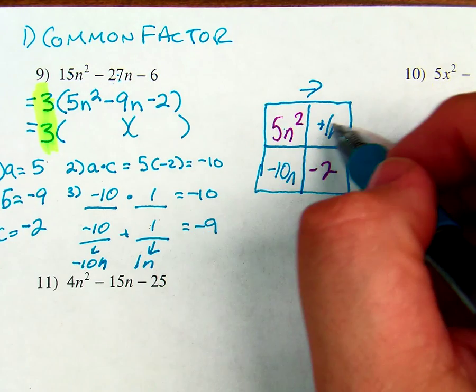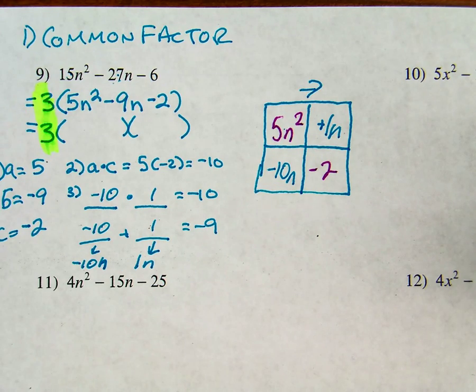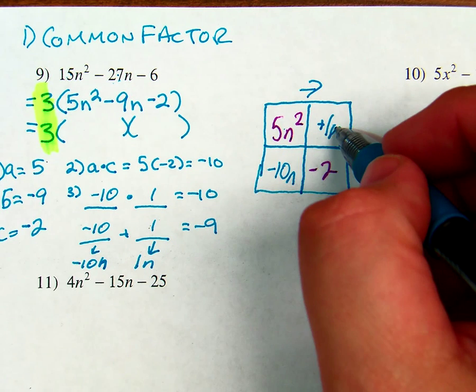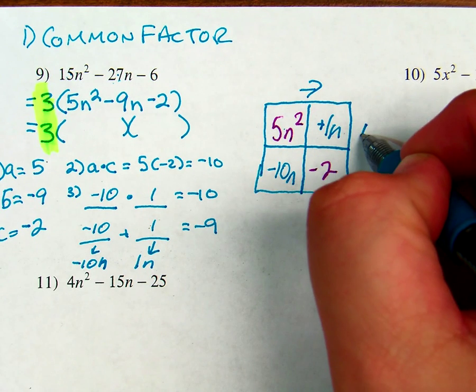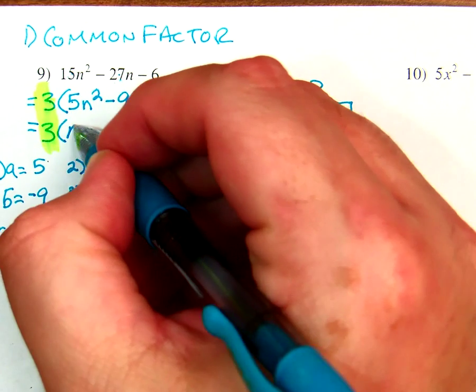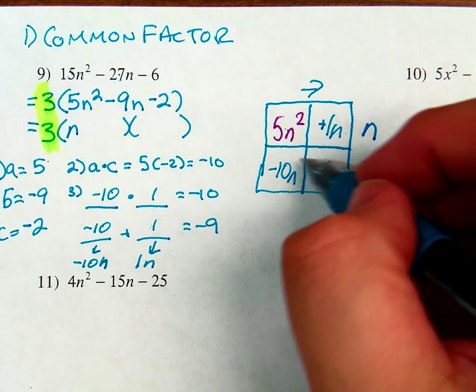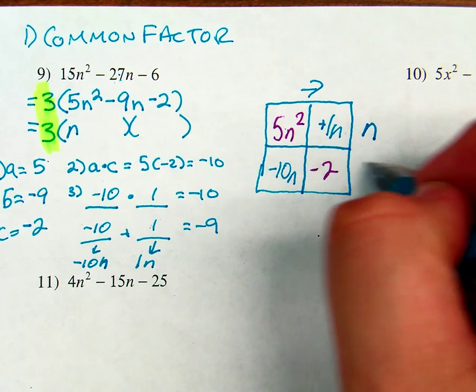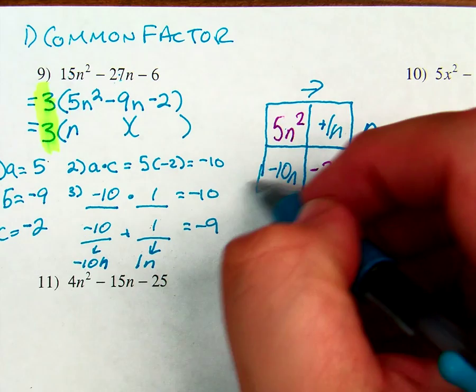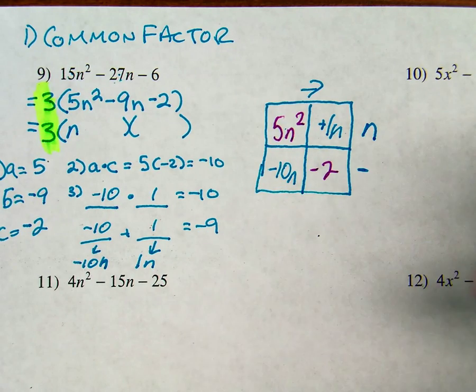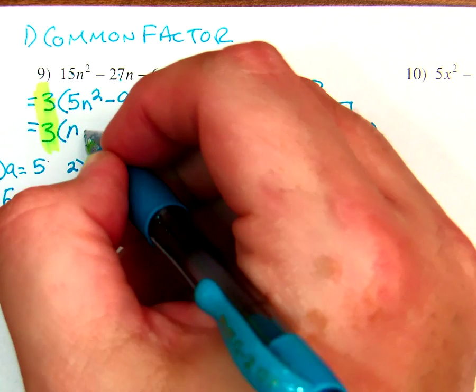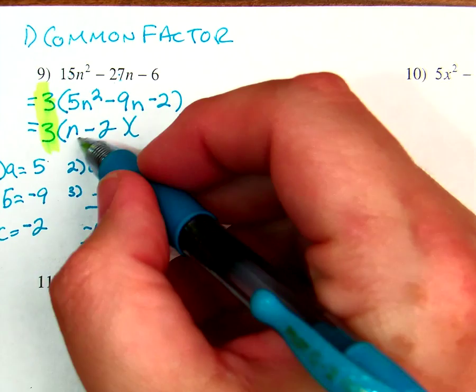All right, so factor our rows. 5 and 1. Anything common there? No, but n squared and n, we can factor out an n, so I'm going to get an n there. Now I factor this row, negative 10 and 2, it's going to be a 2, so minus 2. So I get n minus 2, n minus 2.